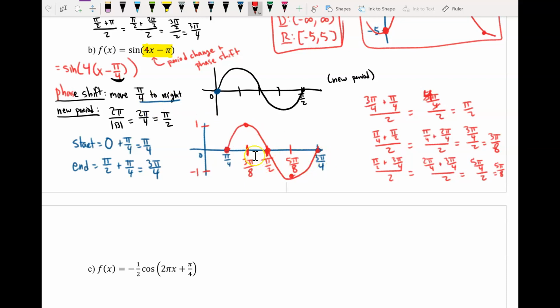What I really want is I want to see all of this work. I want to see the phase shift. I want to see the new period. I want to see the work for finding the intermediate points. Okay. So what will be the domain and range?